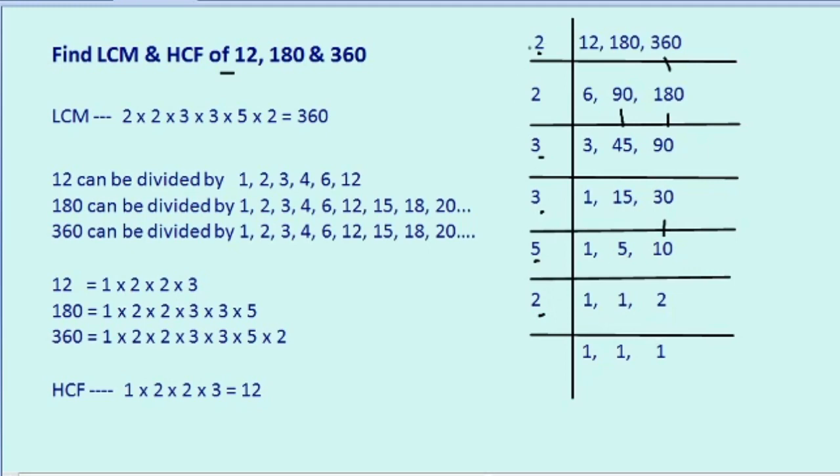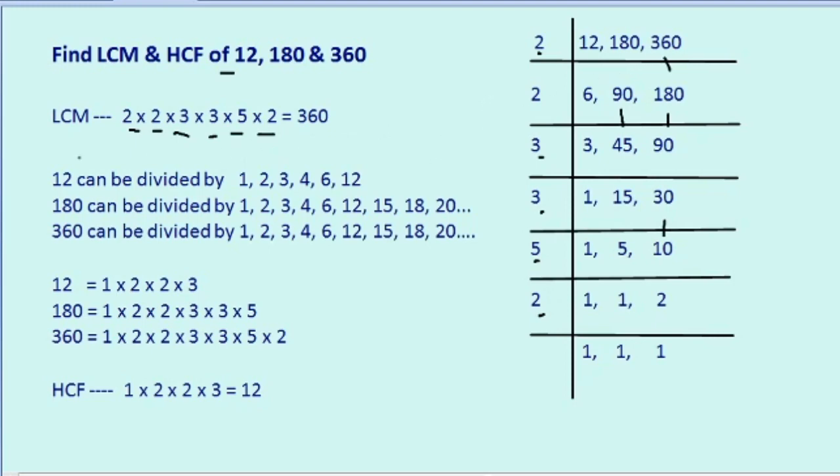So now we multiply this. 2 into 2 into 3 into 3 into 5 into 2. 2 into 2 is 4. 4 into 3 is 12. 12 into 3 is 36. 36 into 5 is 180. 180 into 2 is 360. So LCM will be 360. LCM of all the three numbers is 360.